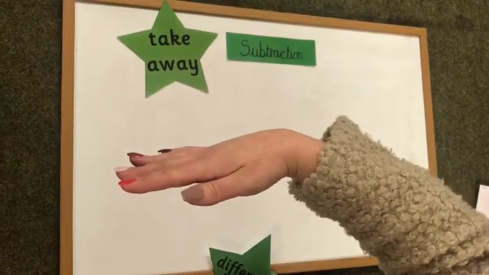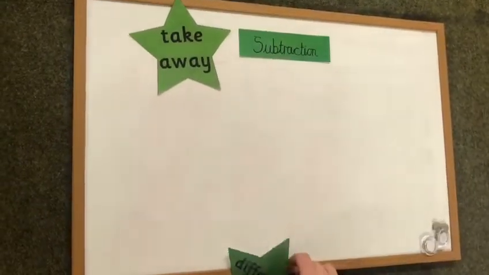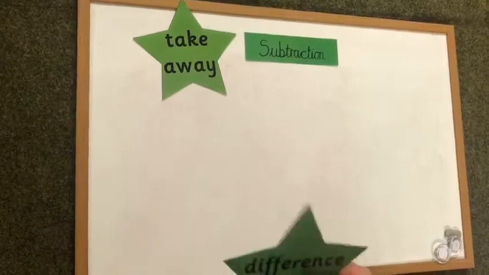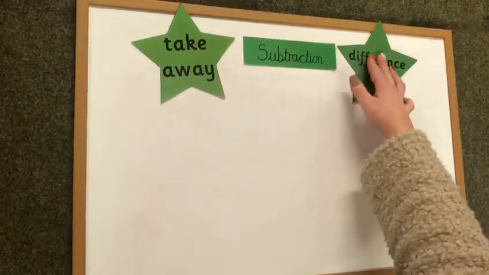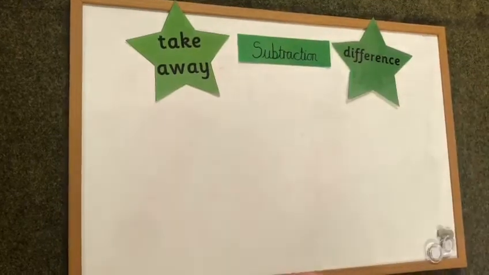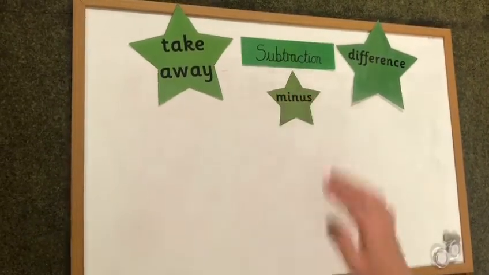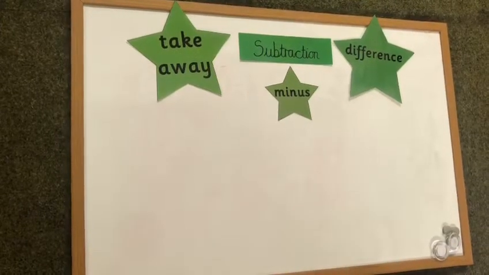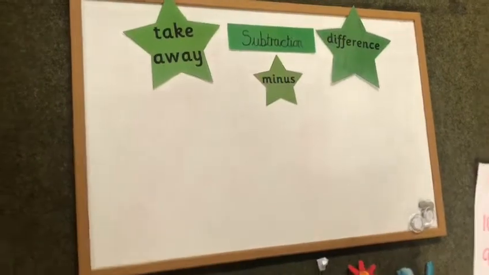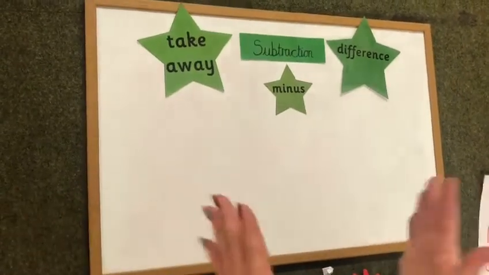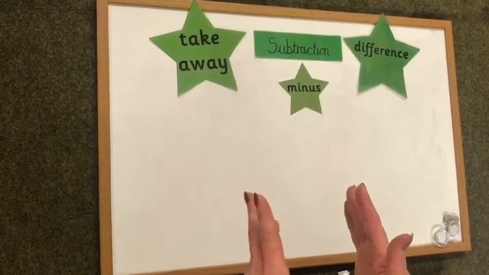So can you do that for me now? Good job. Okay, so we're subtracting, we're taking away. We are showing the difference between two numbers, and we are minusing the numbers. So the numbers are getting smaller. When we add, the numbers are getting bigger, and when we subtract, when we take away, the numbers are getting smaller.